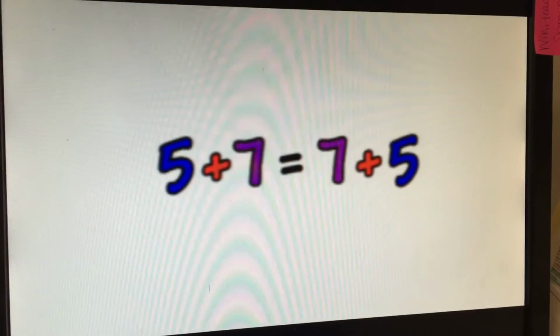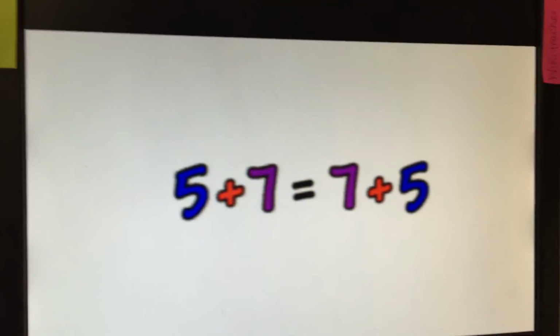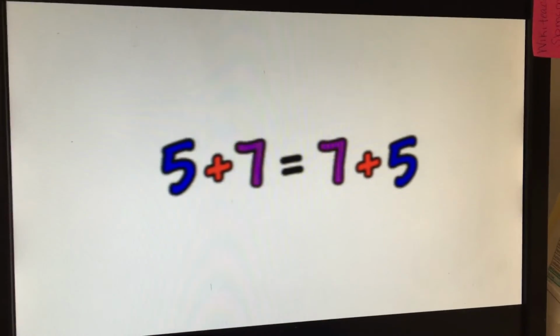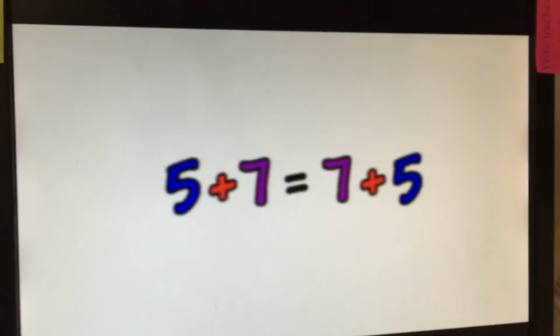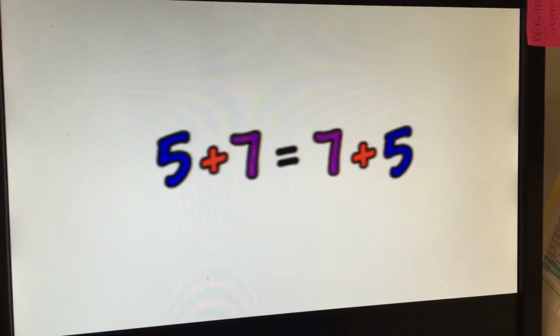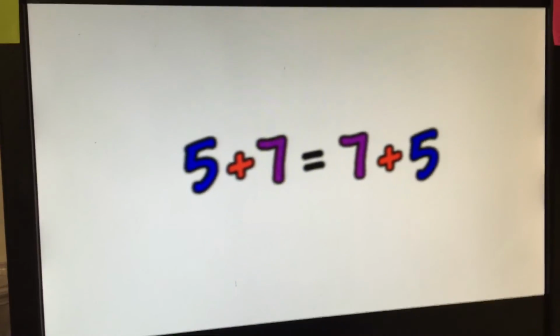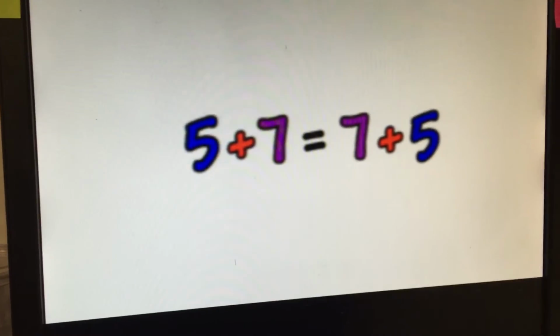Now, I want you to try it. Go ahead, pick any two numbers that you want, add them together, and then after you have the answer, switch the order and add them again. Did you get the same thing? Well, you always will.